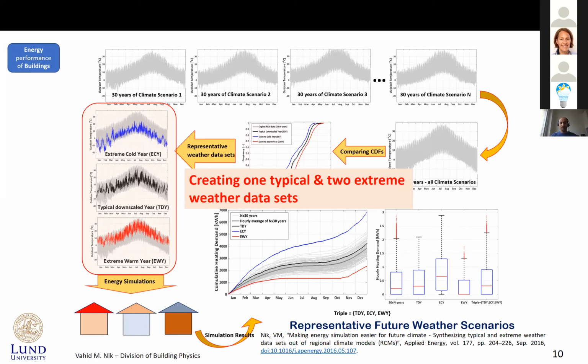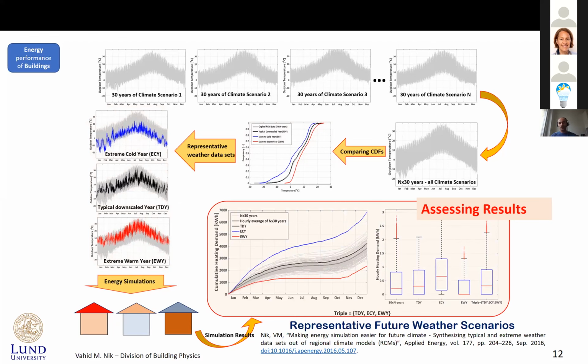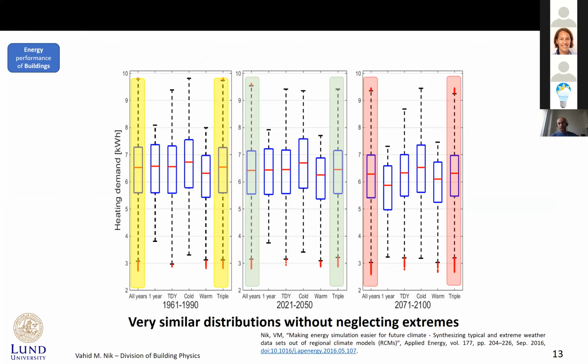in our building simulations or energy simulations, and we have assessed results. And for example, here, if you look into the box plot of the results, we got to the, let's say, conclusion that, okay, the distribution or the variations that we are looking for, if we look at these 3 data sets, I mean, typical, extreme cold, and extreme warm is very similar to using all the 390 years.